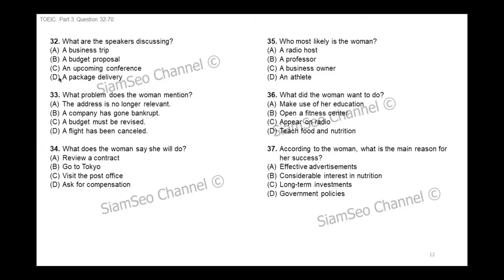Number 35. Who most likely is the woman? Number 36. What did the woman want to do? Number 37. According to the woman, what is the main reason for her success?